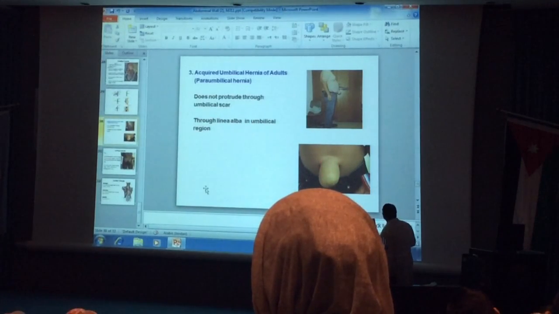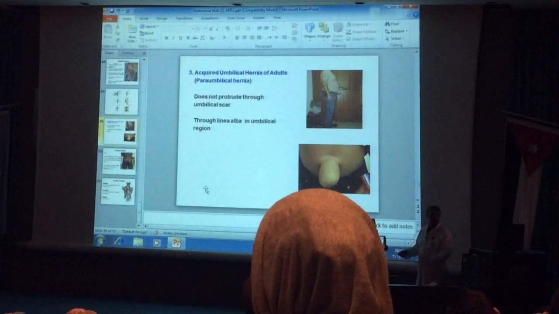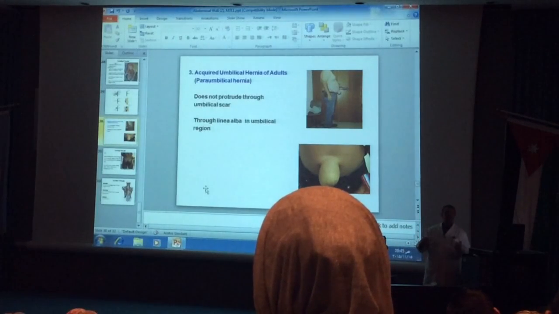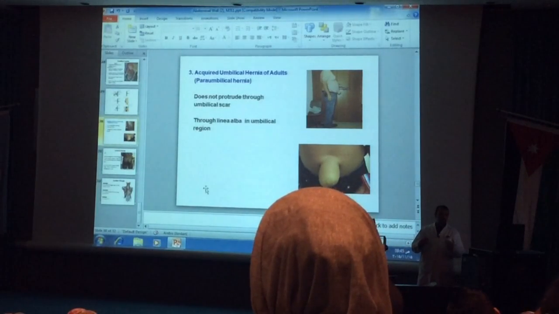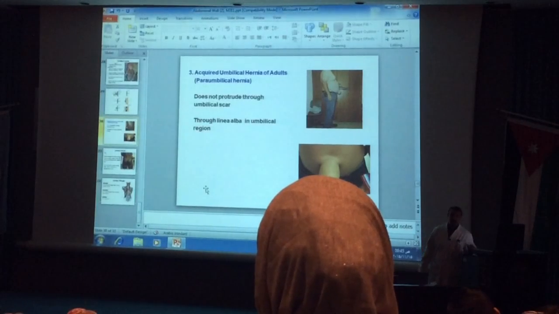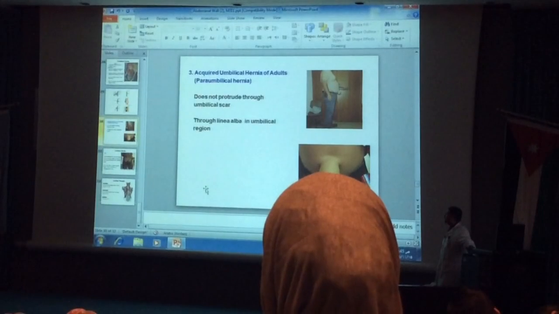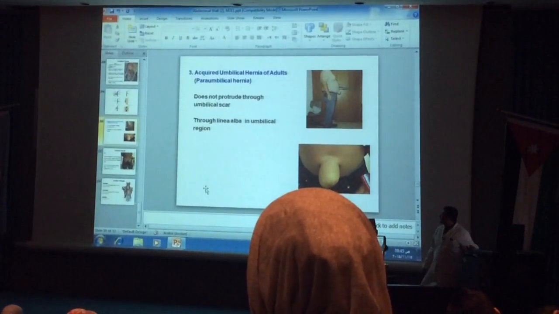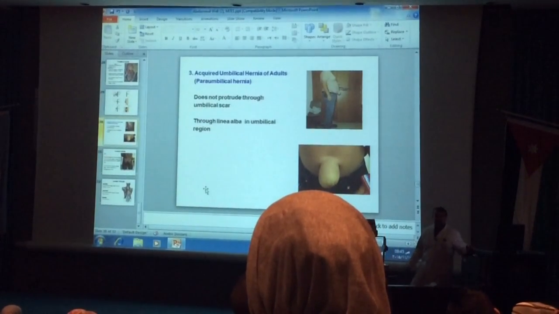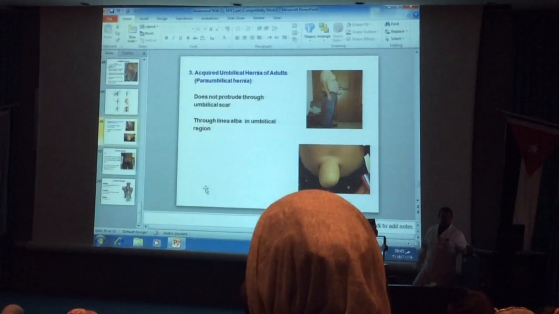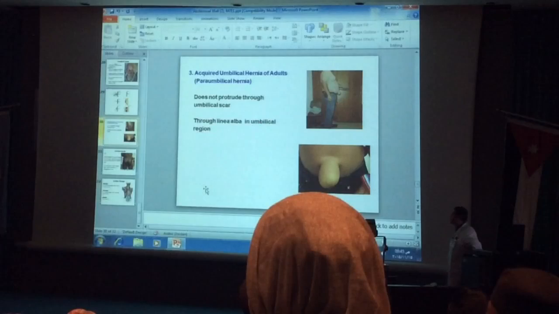So once he is walking, and it's not reducible, it will remain there, okay? Because the linea alba actually tears. There is a tear in the linea alba, so the intestine can easily go out through it. So it will become very prominent like this. We call it acquired umbilical hernia of the adults, or para-umbilical hernia, to indicate what? It's not in the umbilicus. It's a tear in the linea alba, okay?